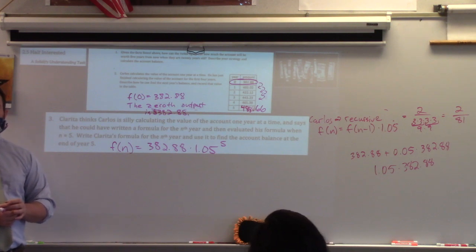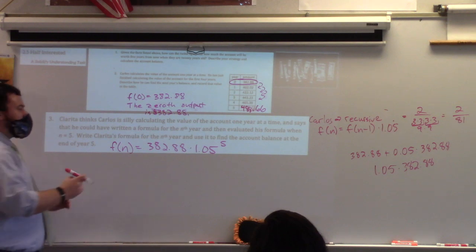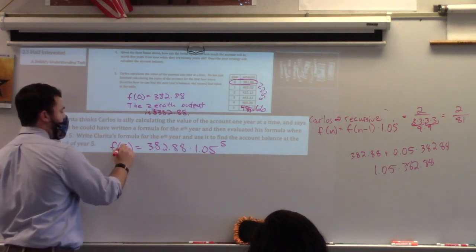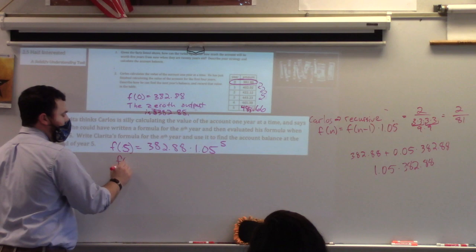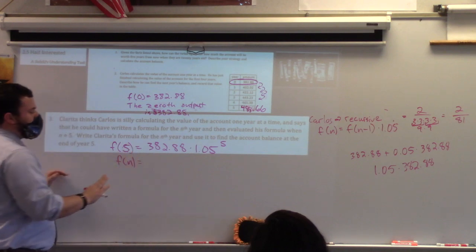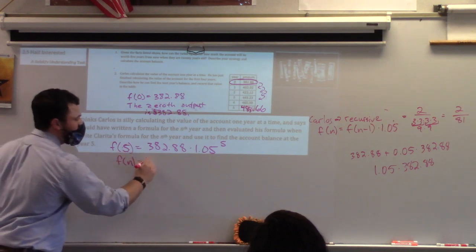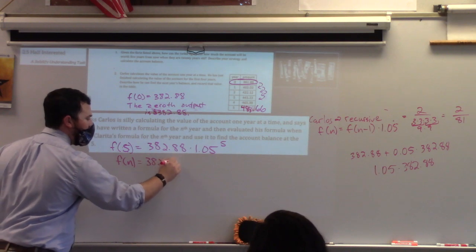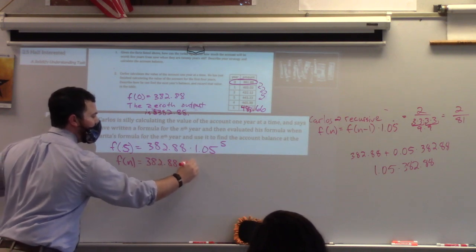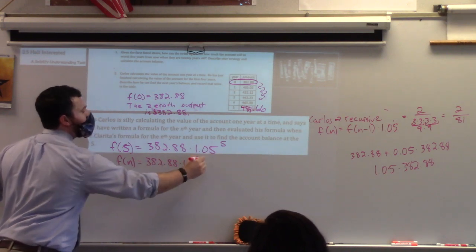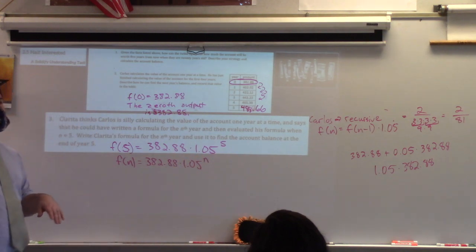That'd be f of 5. Well, it's supposed to be f of 5. Okay, so we could say f of 5, we can change it, but let's make it f of n. So let's write f of n, right? f of n equals 382.88 times 1.05 raised to the n.